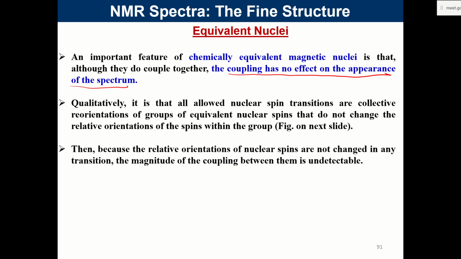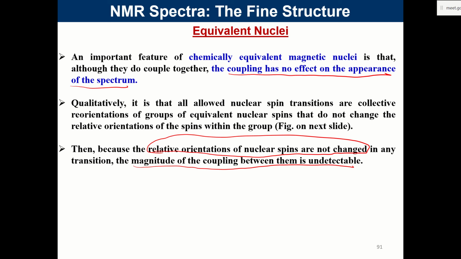Because there is no change in the relative orientations, the magnitude of coupling is undetectable. We are not saying that there is no coupling. There might be coupling happening, but the coupling between the protons of the CH3 group is undetectable because it does not lead to any effect on the spectrum.